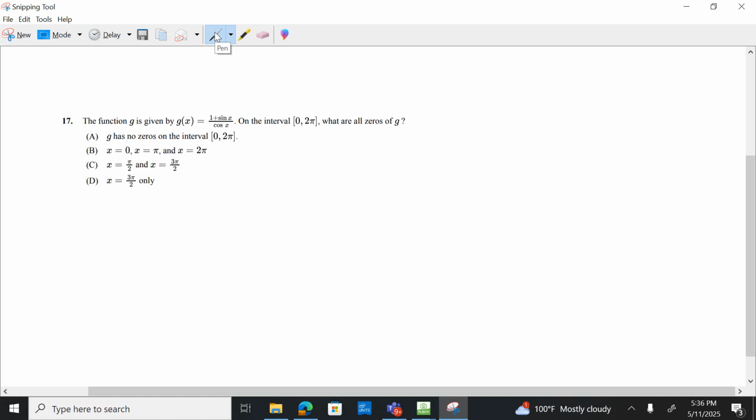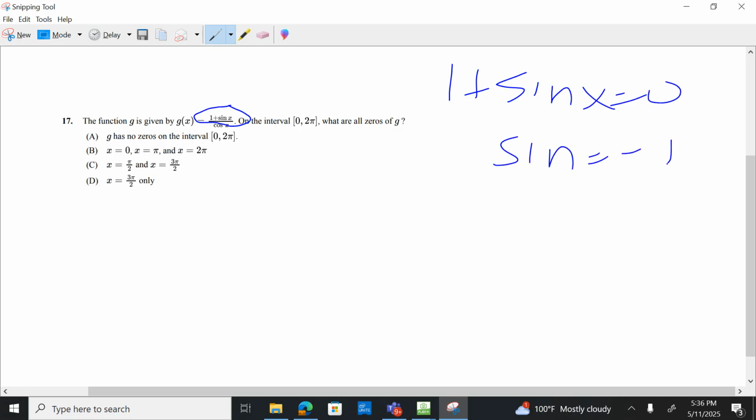We can find the zeros of this rational function by taking the numerator and setting it equal to 0 and solving. 1 plus the sine of x equals 0. I'm going to subtract 1 from both sides, and then I want to ask myself, in order to solve this, when does the sine of x equal -1?